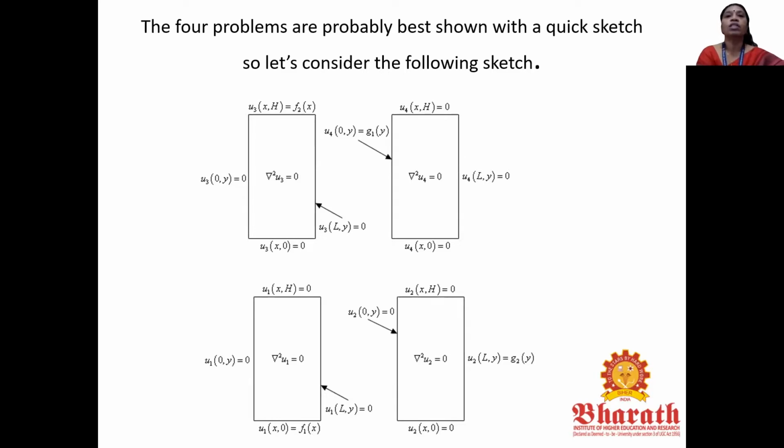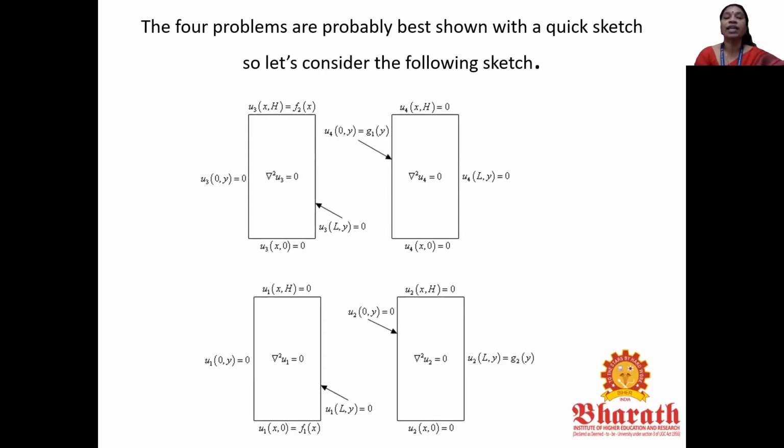First one is del square of u3 is equal to 0. There u3 of 0 comma y is 0, u3 of x comma h is f2 of x, and u3 of x comma 0 is equal to 0. Here u4 of 0 comma y is g1 of y, u4 of x comma h is 0. So this is del square of u4 is equal to 0, and u4 of l comma y is equal to 0 and u4 of x comma 0 is equal to 0.